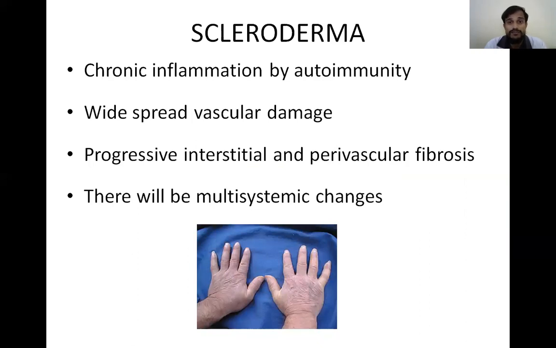Another disease, scleroderma, is chronic inflammation by autoimmunity. It is widespread vascular damage, and here we can see progressive interstitial and perivascular fibrosis. The fibrosis is damage which occurs in between and around the blood vessels. That is known as interstitial and perivascular fibrosis. And there will be multi-system changes also. That means the blood vessels present in different systems will be affected in scleroderma.